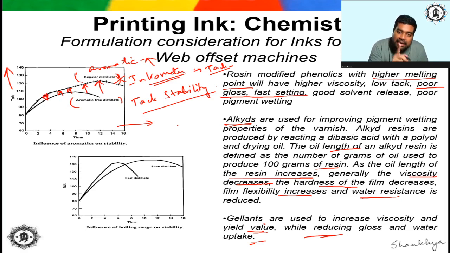Again, another example is the influence of the boiling range. Here you can see two terms, fast distillate and slow distillate.